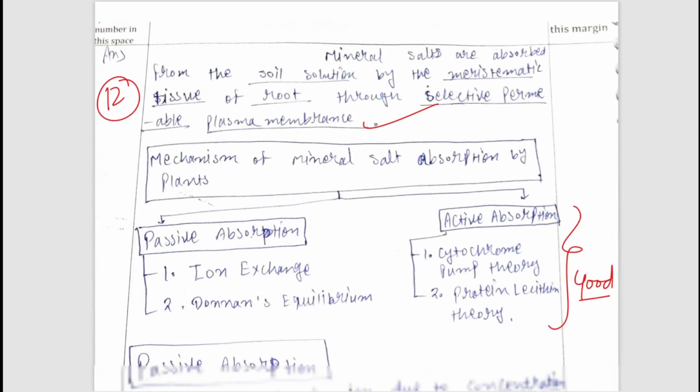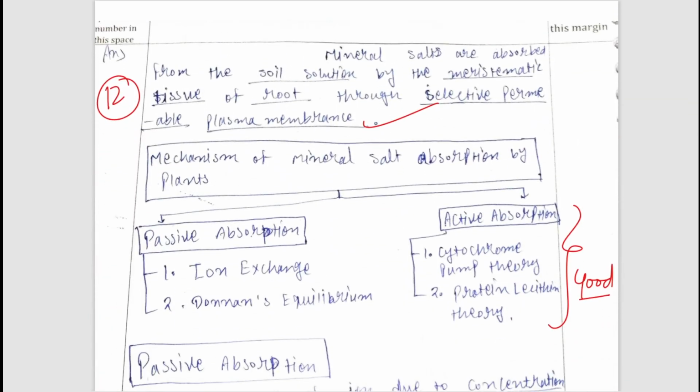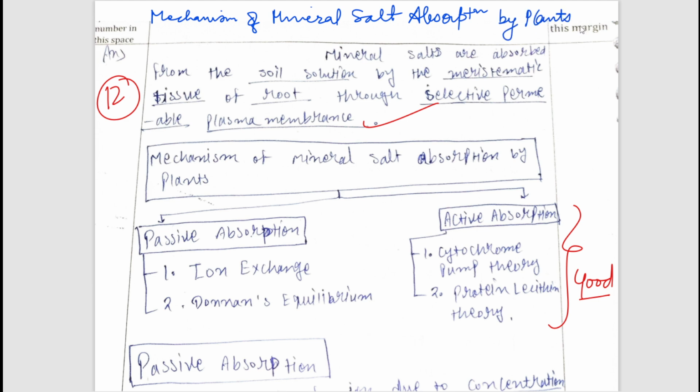The next question was, discuss the mechanism of mineral salt absorption by plant. Mechanism of mineral salt absorption by plants in detail. So this was the question, and this was a 20 marker question. So let's see how the students approach this.